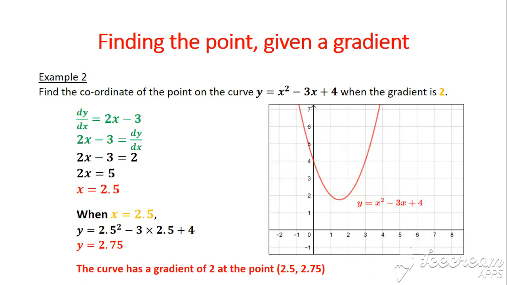So here's the function, the graph, y equal to x squared minus 3x plus 4. And the point we found is this point at 2.5, 2.75. And we know at that point, the graph, the curve, and the tangent have a gradient of 2.